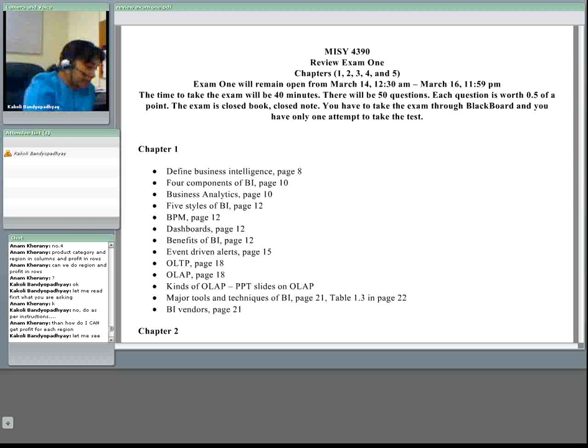Now, benefits of BI, which is in page 12, talks about quickly determining... We'll look into that. And then you have OLTP and OLAP, online transaction processing and online analytical processing. Please study those with examples.